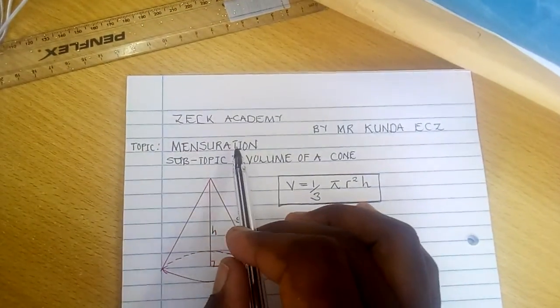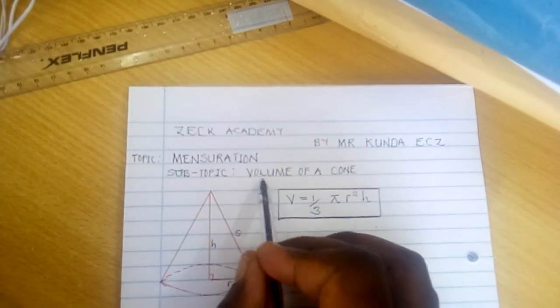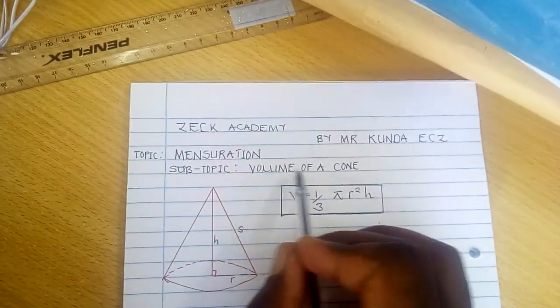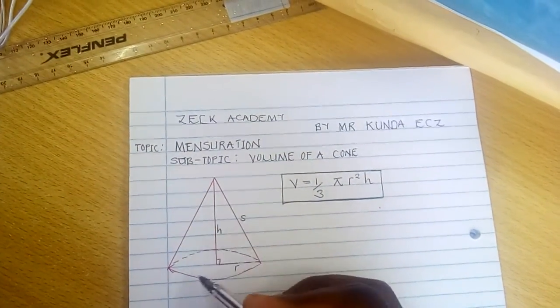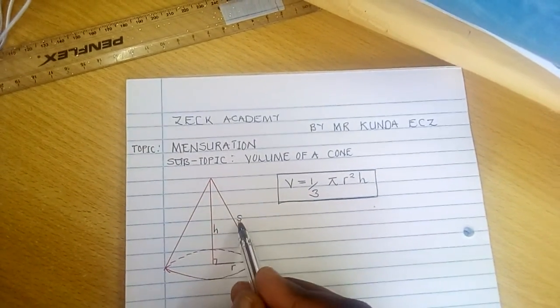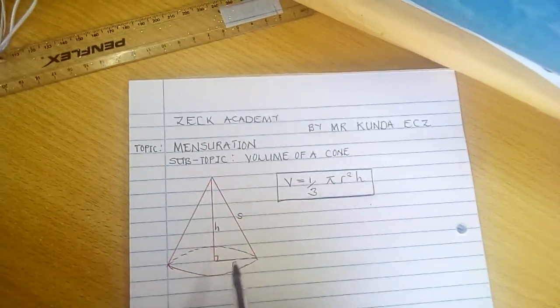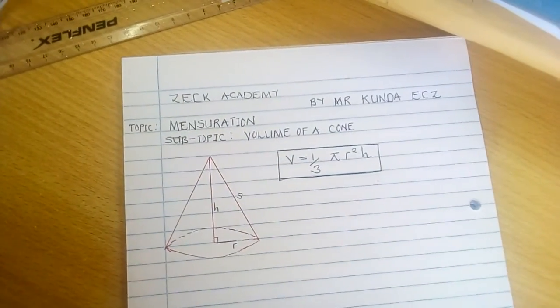I would want us to discuss a topic, mensuration. To be specific, a subtopic called volume of a cone. So this is a simple diagram representing a cone where we have this as height, and this is called the slant height, and this is the radius, because the cone has a circular base.